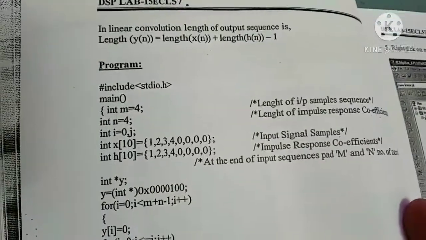Next we will go for part B. In part B you may see practically how to start Code Composer Studio. I'll go just for the problems. The first experiment is linear convolution. This is a linear convolution program.